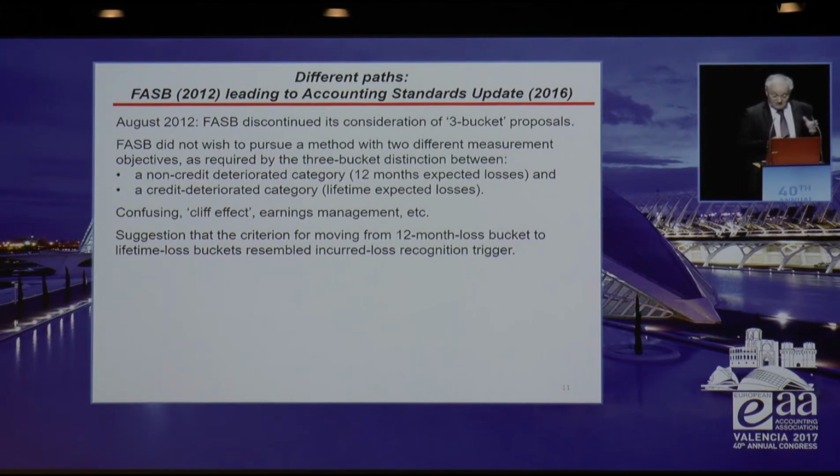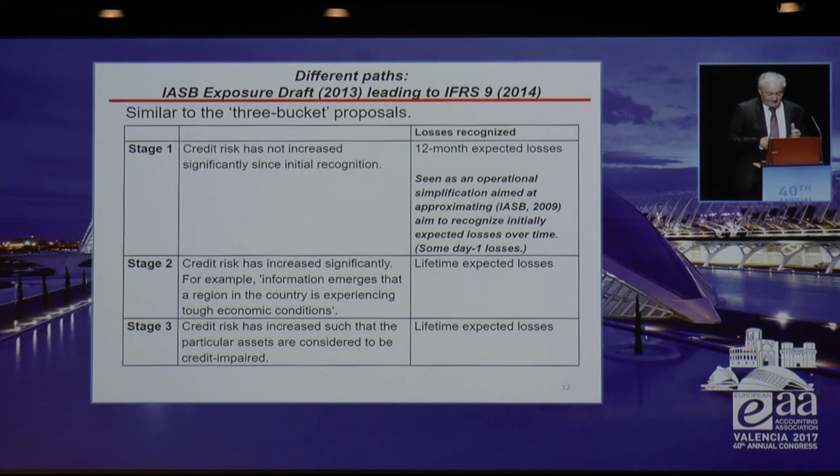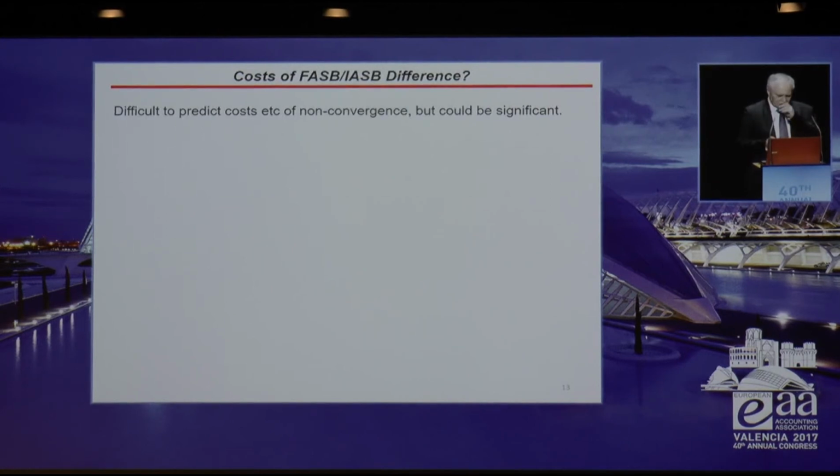There was a suggestion that the criterion for moving from one box to another was a bit like the incurred loss approach, and they moved to the currently proposed model, what's going to now be implemented from 2020 onwards, the current expected credit loss model, which requires full recognition of all contractual cash flows not expected to be collected, and has day one losses associated with it. The IASB pretty much stayed with something like the three-bucket approach, which involved partial recognition of losses for assets for which credit quality hadn't deteriorated. And there's all sorts of possible problems associated with the lack of convergence.